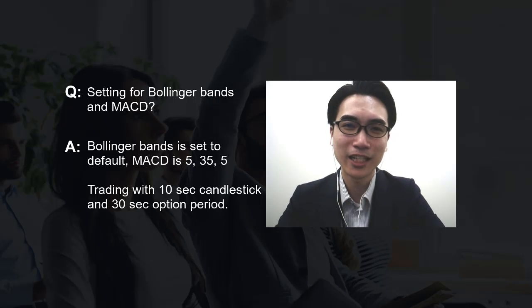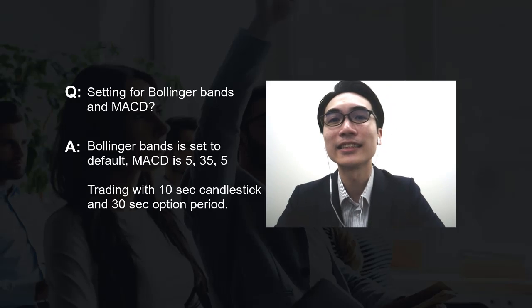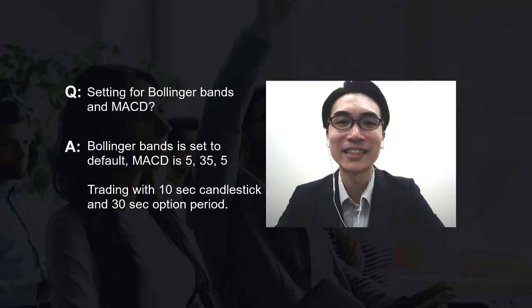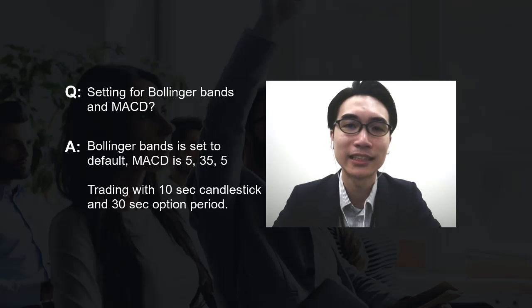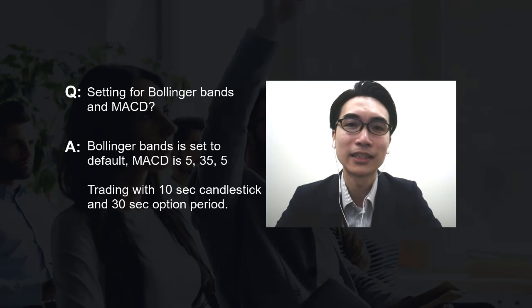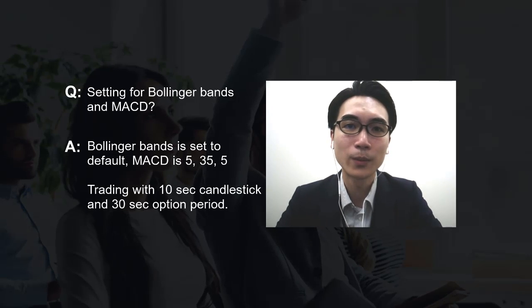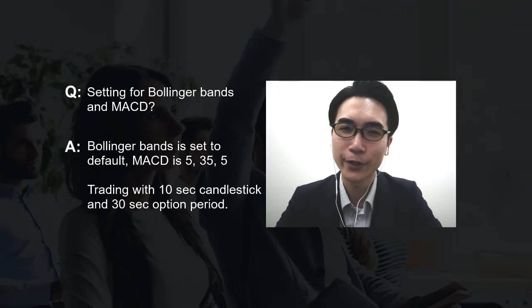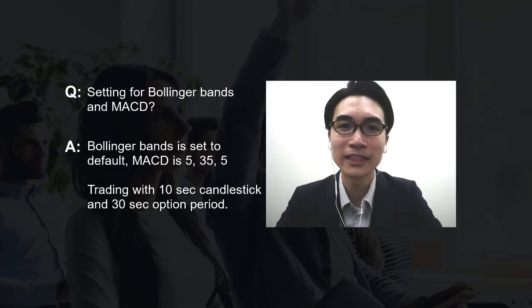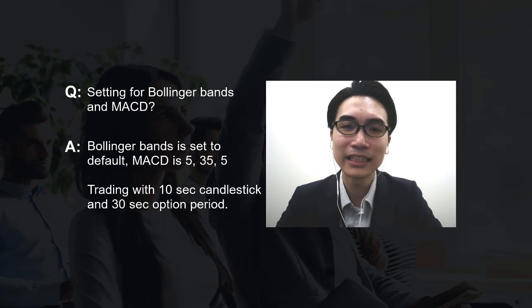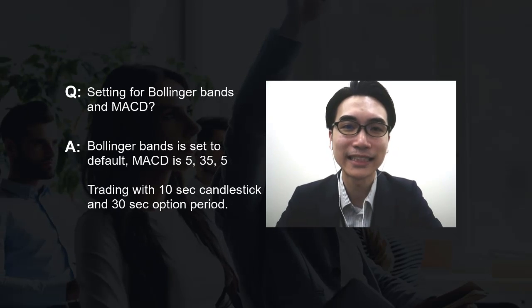I had a question yesterday asking what the settings are for Bollinger Bands and MACD. I will quickly explain. The setting for Bollinger Bands is actually default, and the setting for MACD is EMA1 is 5, EMA2 is 35, and signal is 5. So again, Bollinger Band default, MACD 5, 35, 5, a pretty simple setting.